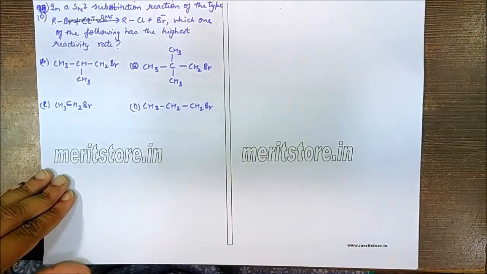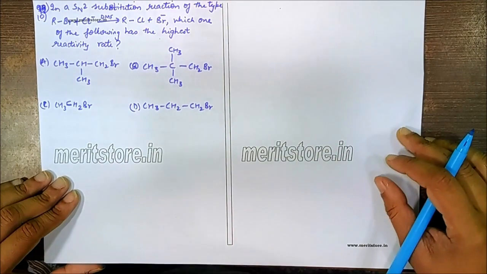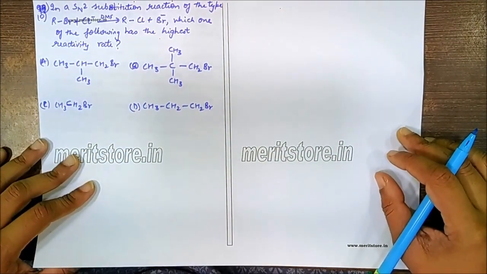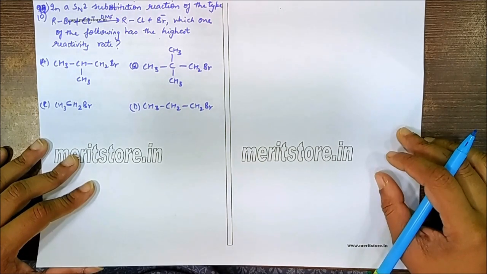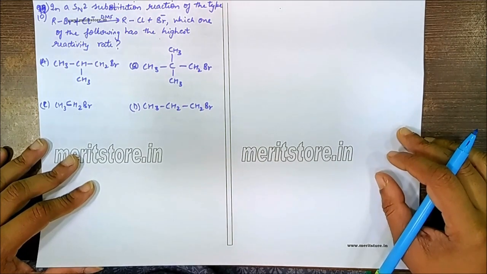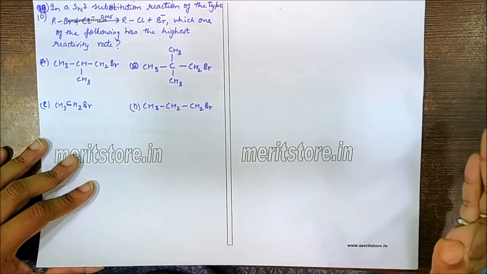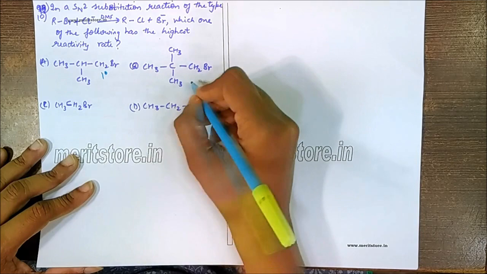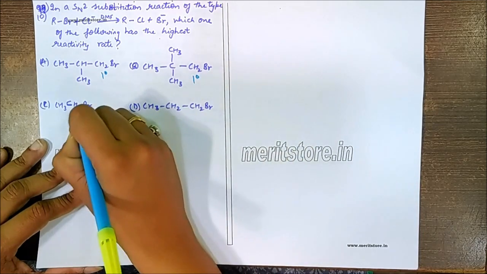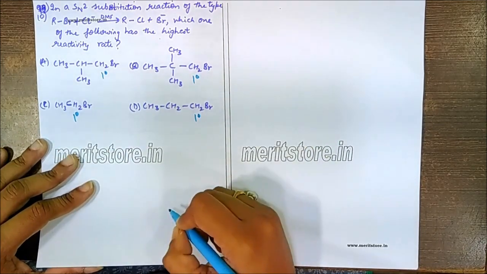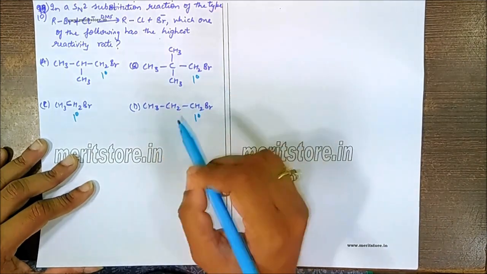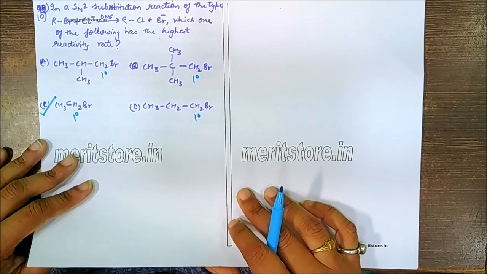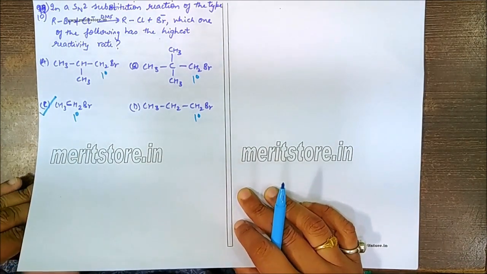In SN2 substitution reaction of the following type, which of the following has the highest reactivity? If it is SN2, we just find the less bulky halide, which will give the faster reaction. This is primary, this is primary, this is primary, and this is also primary. But the less bulky one is option C, and hence our option is C, which can give us more reactivity for this reaction.